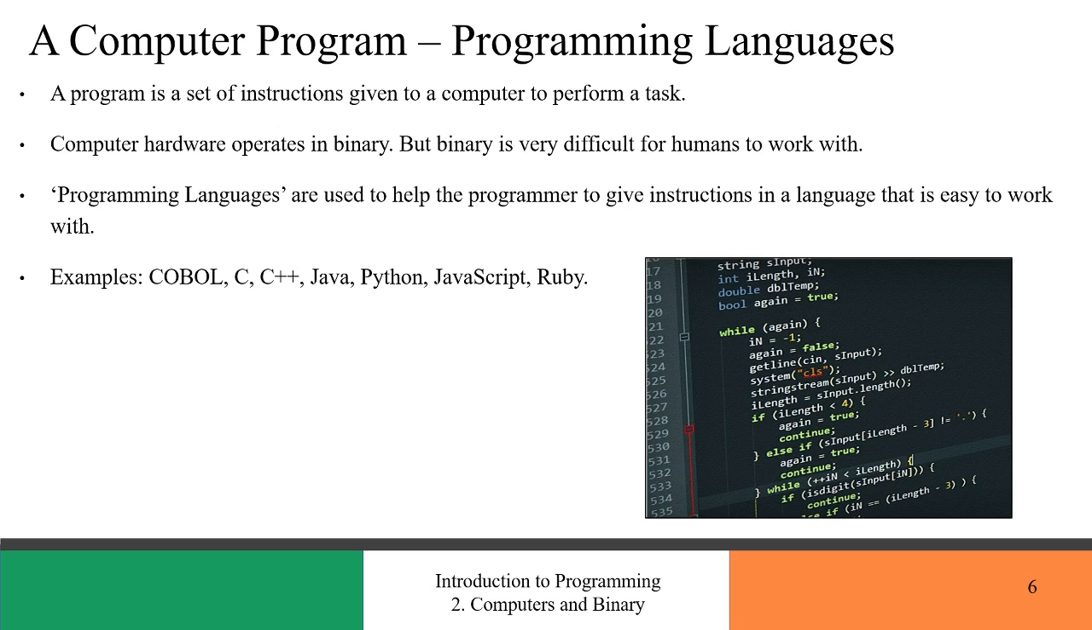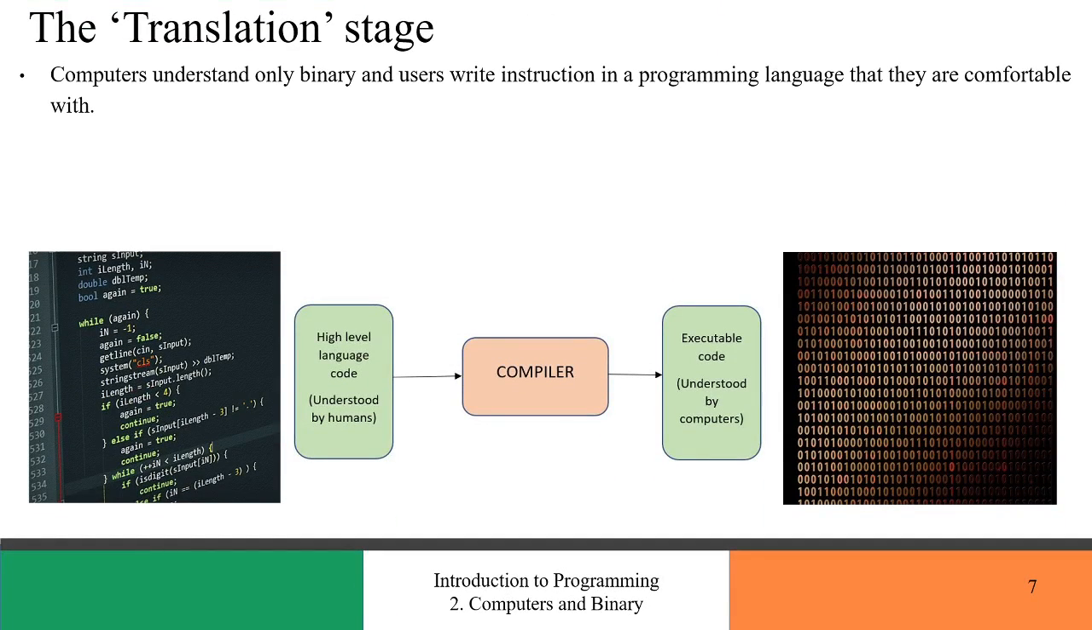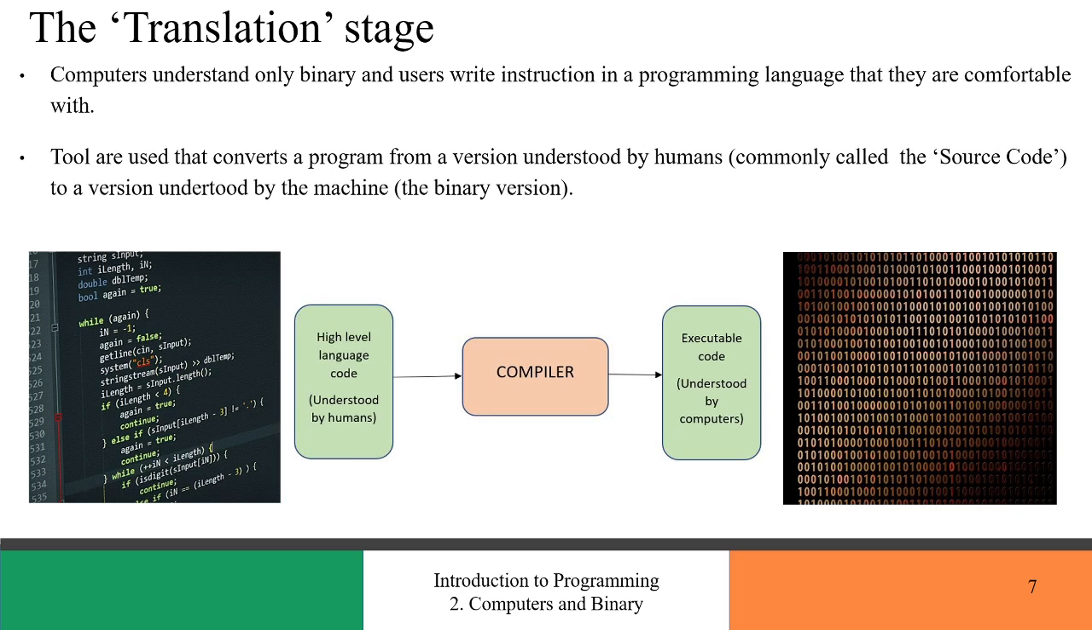Thus, programming languages enable humans to write code in a language that they are comfortable with. But computer hardware understands and operates only in binary, that is, with zeros and ones. So, how does the translation from the programming language to the binary form happen? Tools are available that help to translate the programming language to a form which is understood by the computer hardware. The code that is written in a programming language is also called the source code. Tools are used, namely compilers and interpreters.